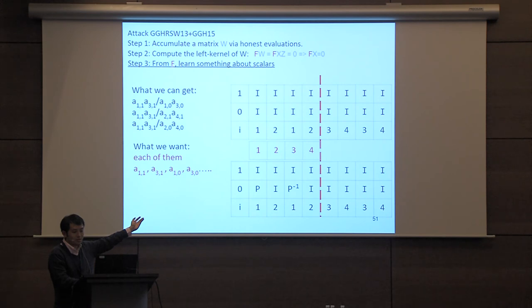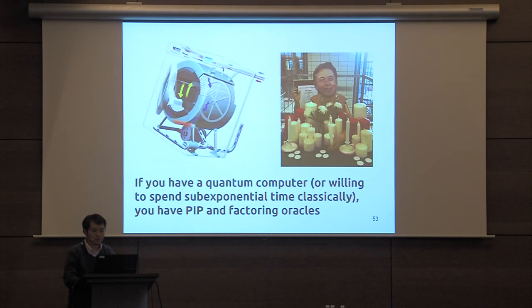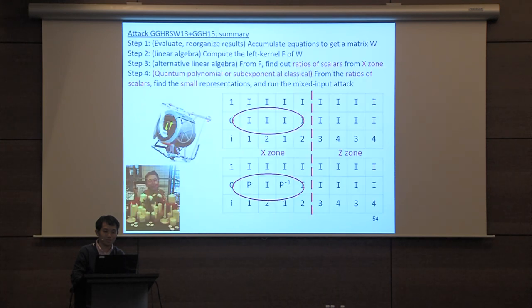In some sense, in the last step, we use a huge hammer: if you have the principal ideal problem solver and the fractal oracles, then we can actually get some of these scalars. So if you want to build a quantum computer or are willing to spend sub-exponential time on your own, please try to build a principal ideal solver and the fractal oracles. To summarize, after these four steps, and in the last step using some superior power, you can extract the scalars and conduct the mixed input attack.